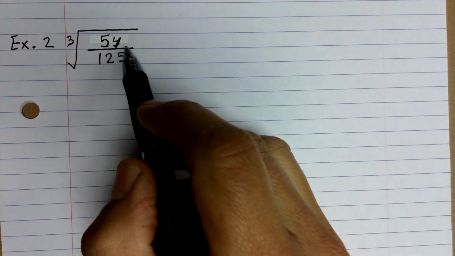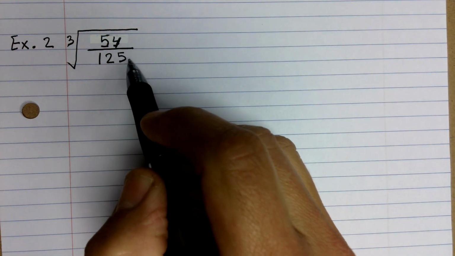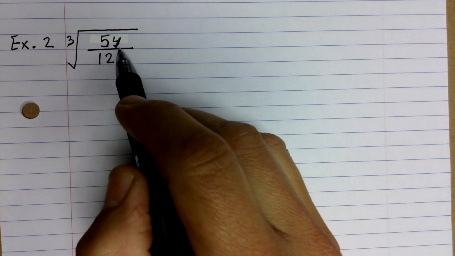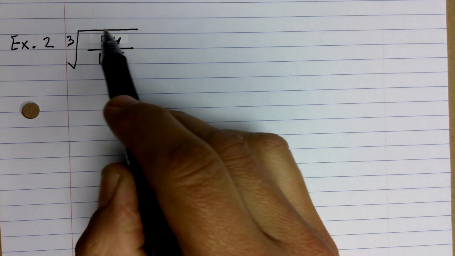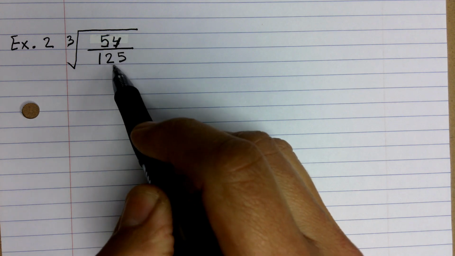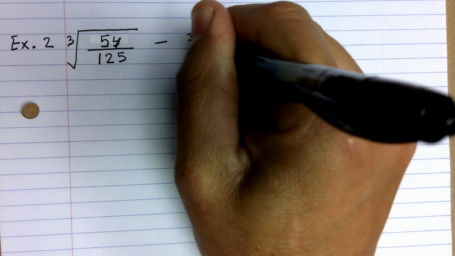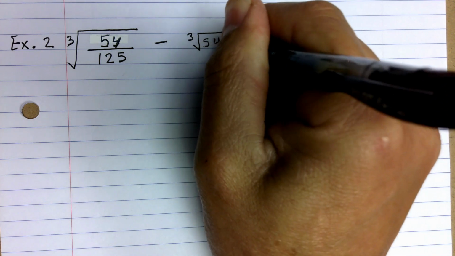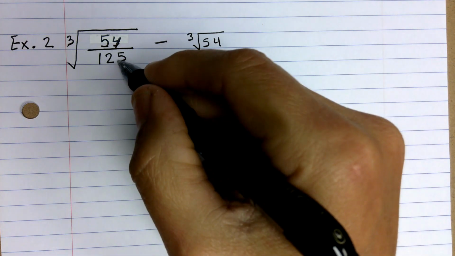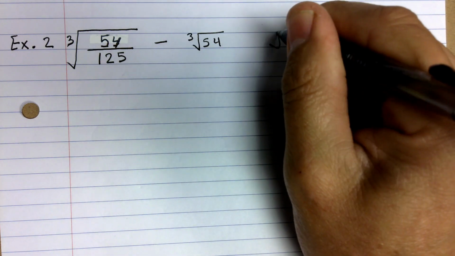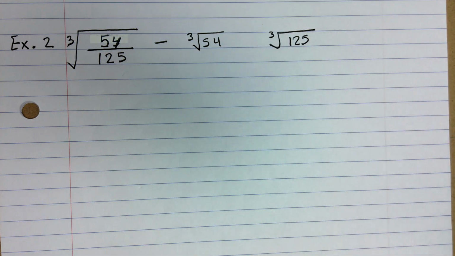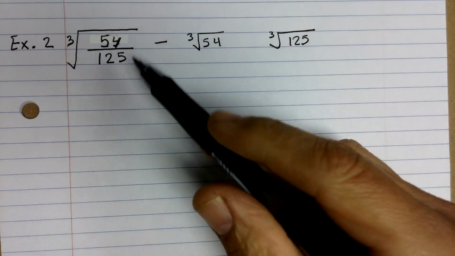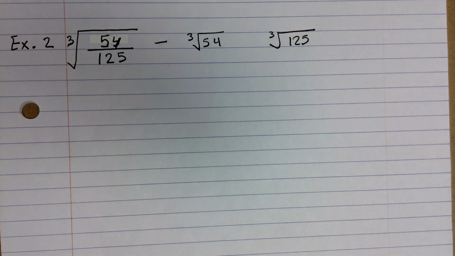Now in example number 2, notice we have 2 different values, and we can see if this can be simplified later on, but what I want to do first is simplify each one of these as an individual radical. For instance, I have the cube root of 54, which I'm going to simplify, and I have a cube root of 125 that I'm going to simplify. Once I simplify them, then I'm going to do the division and see where it leads me.